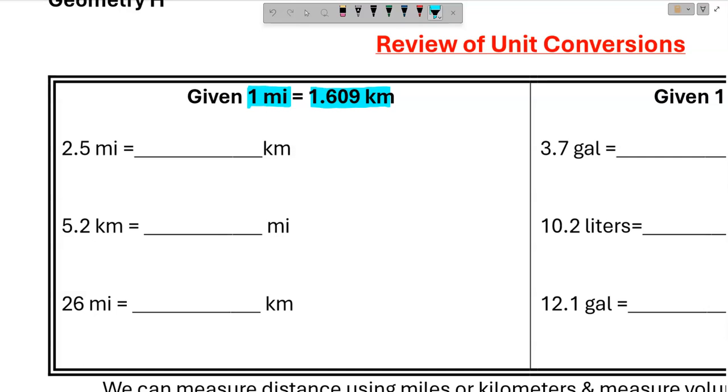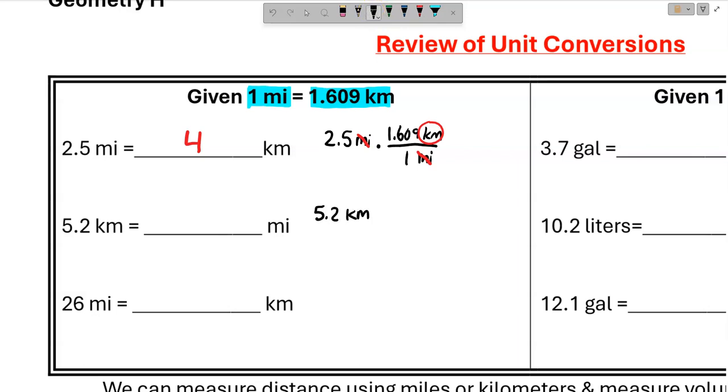So in the first example, if I want to convert 2.5 miles into kilometers, here's what I'm going to do. I'm going to take my 2.5 miles, write the units there, and multiply it by the ratio of 1.609 kilometers over 1 mile. I'm writing the ratio as kilometers over miles specifically because I want to cancel my mile unit, and that means the final answer is going to be in kilometers. I just multiply 2.5 by 1.609, and we get an answer of approximately 4 kilometers.